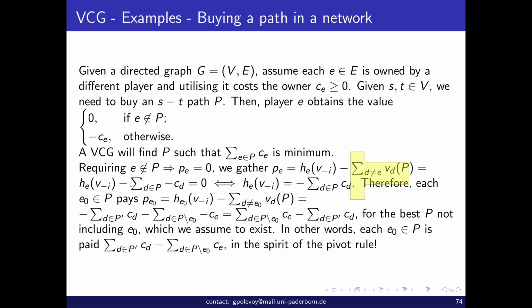Okay, that's h_e minus the sum of the costs of all the edges besides e on this path. Since e is not in the path, it is simply all the edges on the path. And we require it to be 0. So h_e of Pi is equal to this minus the sum of the costs of all those who are on the path.